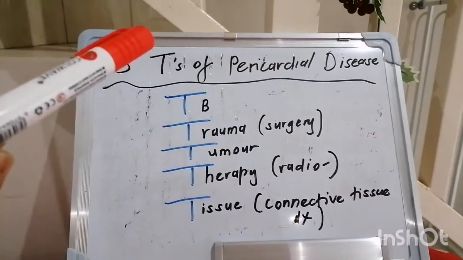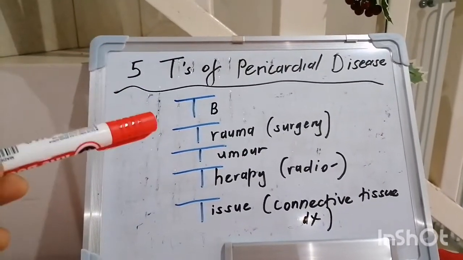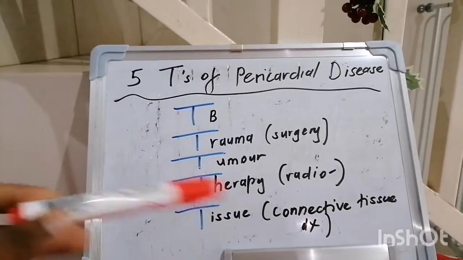Alright guys, so there you have it, the 5 most common causes of pericardial disease in our clinical setting: TB, trauma, tumor, radiotherapy, and connective tissue disease.